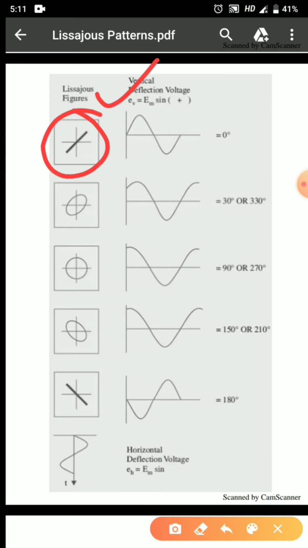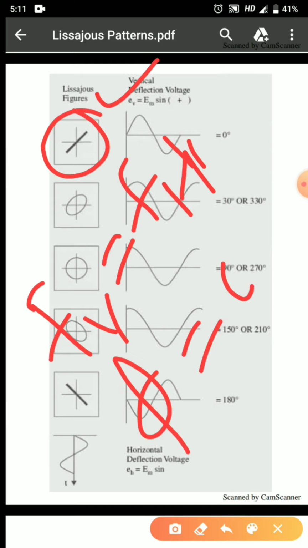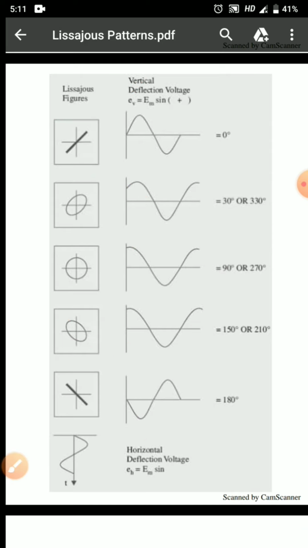So this is the first condition. For the first condition, the frequency of the signal applied to the horizontal plate and the frequency of the signal applied to the vertical plate should both be equal, and the phase angle difference between both should be equal to 0 degree. Then I'll get a straight line.